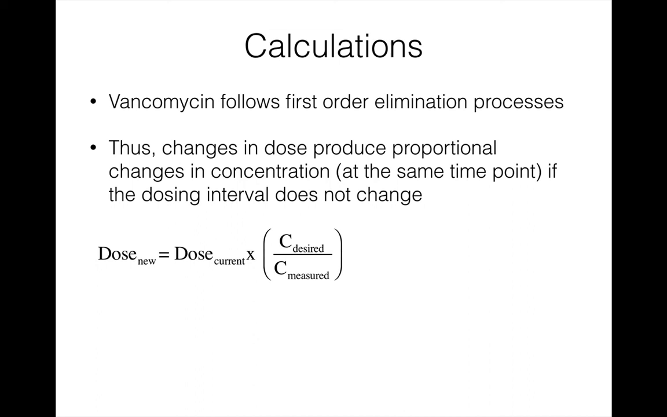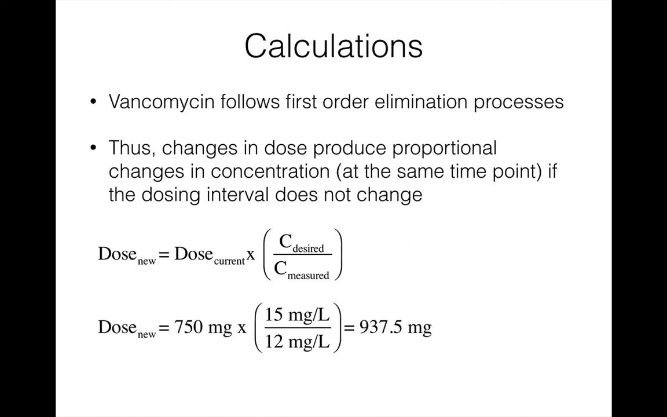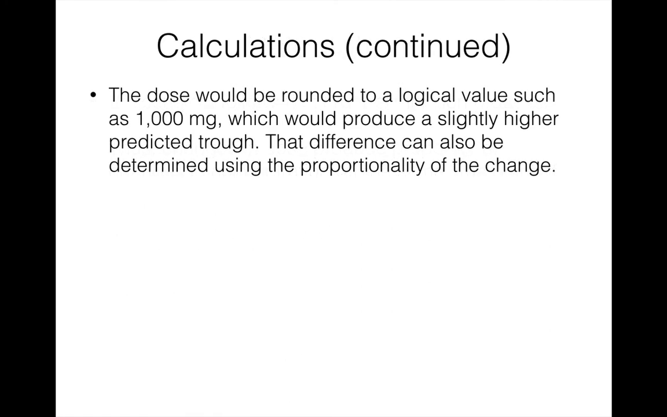The simple way to do that is just by a ratio of, as you can see here, the new dose equaling the current dose times the concentration desired over the measured concentration. The values that we have are the current dose of 750 milligrams, the measured concentration of 12 milligrams per liter, the desired concentration of 15 milligrams per liter, and after we do those calculations, it says that our dose should be 937.5 milligrams. Now obviously that dose would be rounded to a logical value, such as 1,000 milligrams, which would also produce a slightly higher predicted trough.